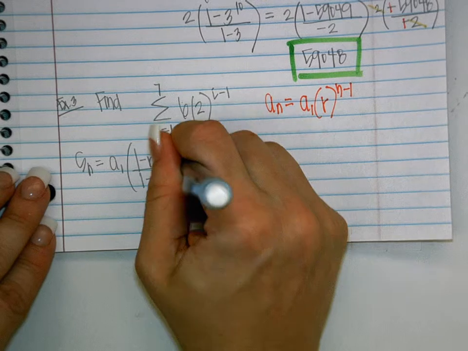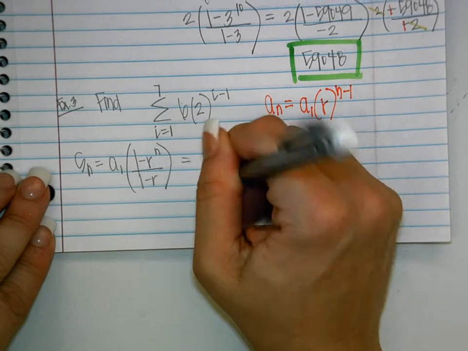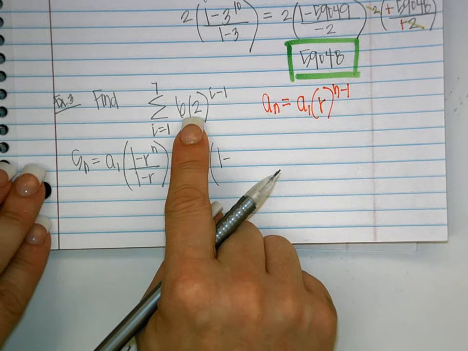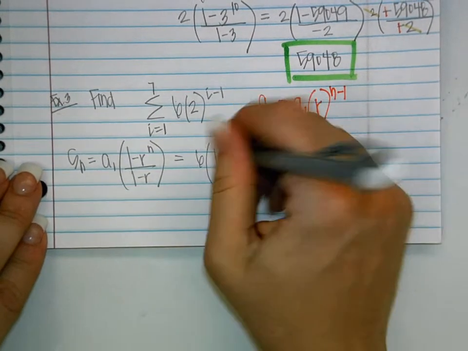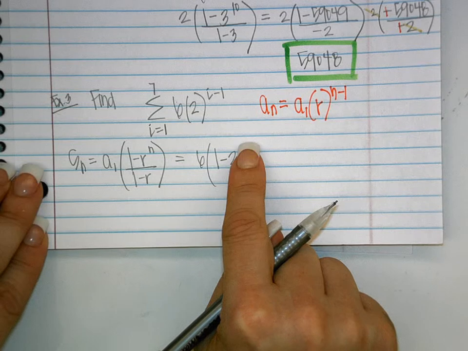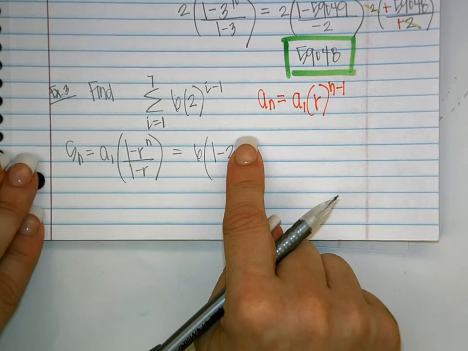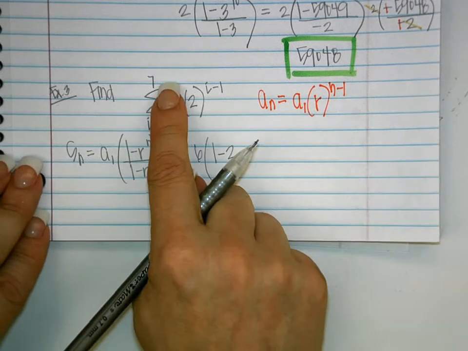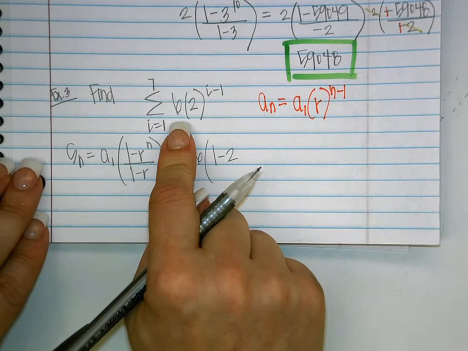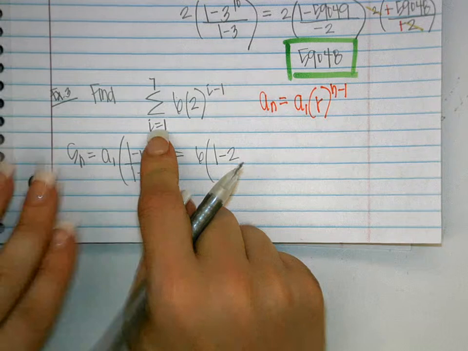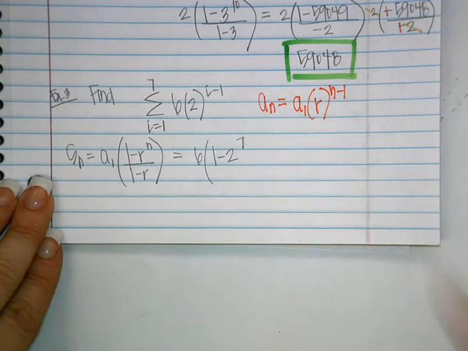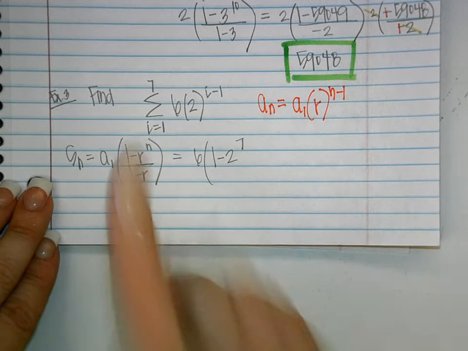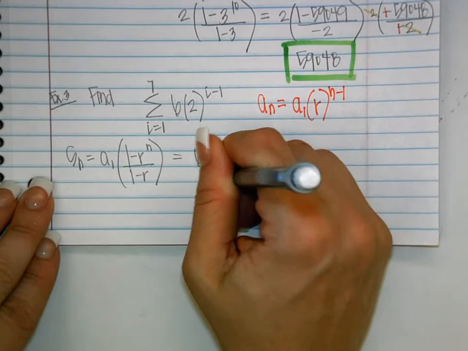Your a1 is going to be 6 times 1 minus, can I just look at this formula and tell what the ratio is? 2. To the what power? n power. How many terms will you be adding up here? 7. Top number minus the bottom, add 1. When it starts at 1, it's really easy. It's always going to be the top number. If it didn't start at 1, remember you have to do top number minus the bottom number, add 1. Over 1 minus 2, and simplify.